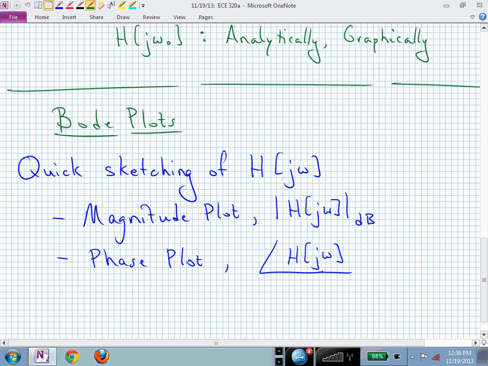Let's now look at Bode plots, which are actually a quick way of sketching H of j omega naught without having to compute all these omega naughts as you walk up the imaginary axis. Now you can sketch each of these individual terms and at the end add all of those up, and you will have your magnitude response as a function of frequency. Your magnitude plot is in dB. That allows you to add each of these terms, and your phase plot is in degrees as a function of frequency.